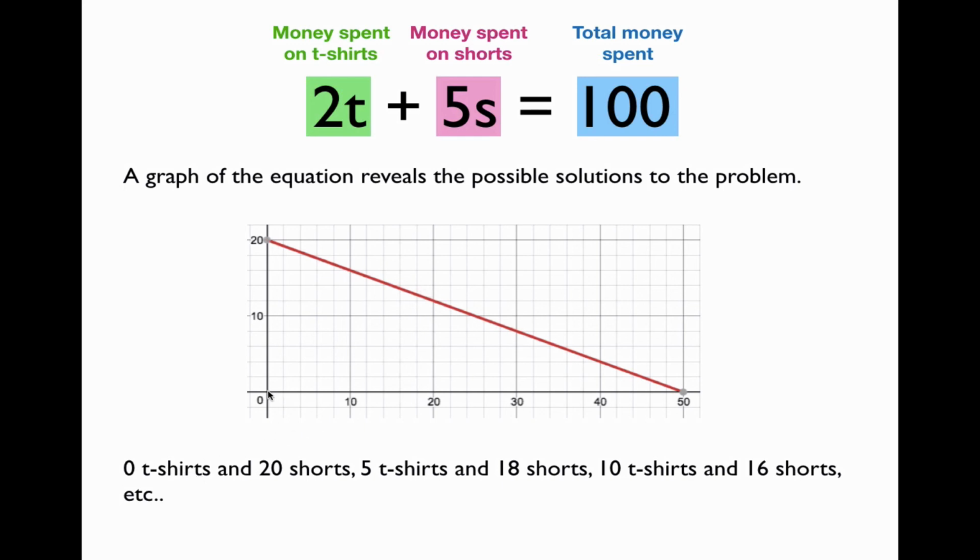So for example, 0 t-shirts and 20 shorts would be a solution to the equation. So if t equaled 0 and s equaled 20, that would be 0 plus 5 times 20 is 100. 0 plus 100 is 100. 5 t-shirts and 18 shorts, 10 t-shirts and 16 shorts, etc. So graphing these equations is sometimes an easy way of finding possible solutions.